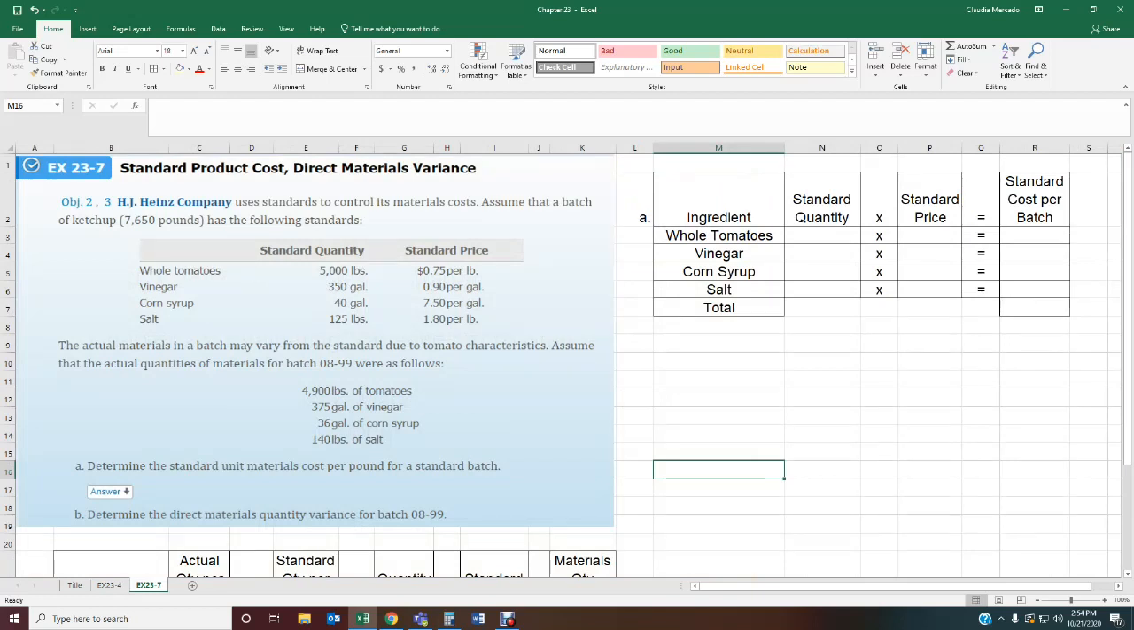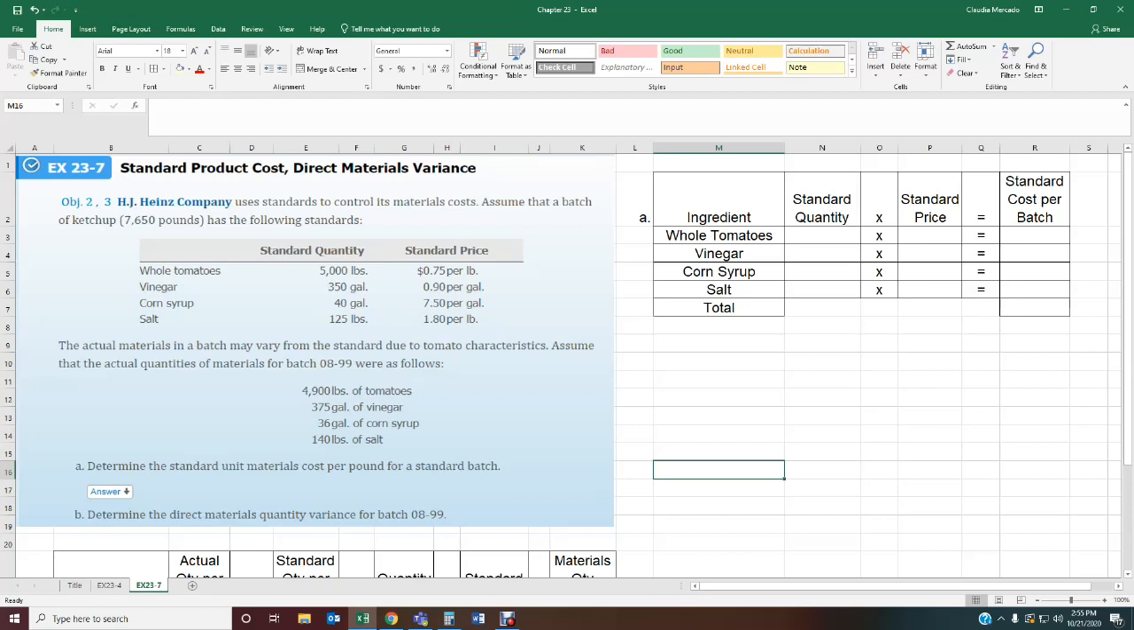Okay, so this is an example where we have H.J. Haynes Company uses standards to control its material cost. Assume that a batch of ketchup, which is made up of 7,650 pounds, has the following standards. So, for every batch of ketchup, we need whole tomatoes, vinegar, corn syrup, and salt.